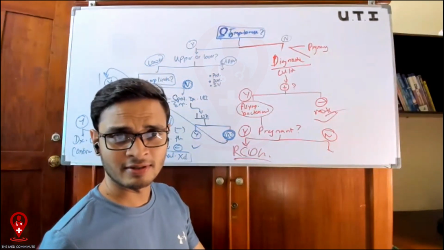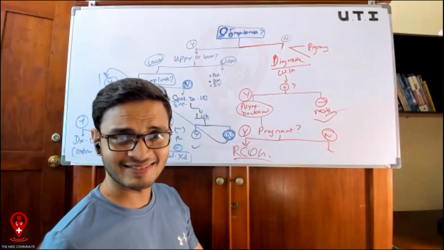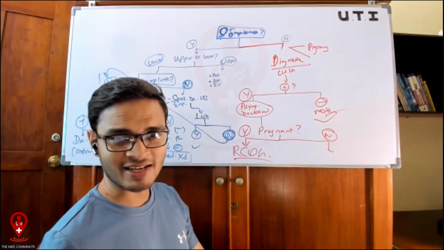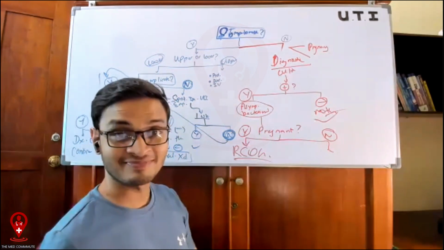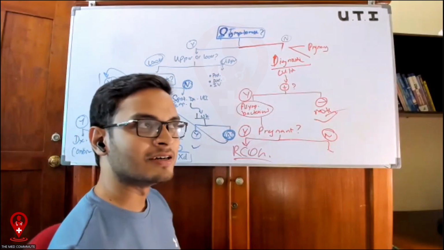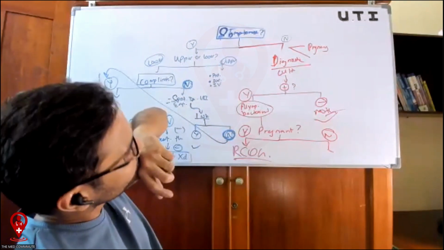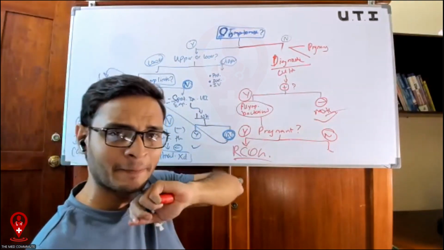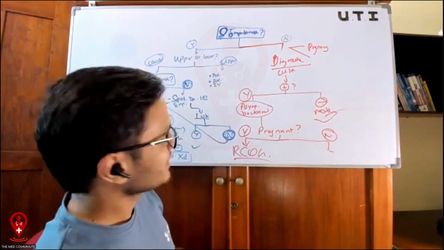If it is asymptomatic bacteriuria and the patient is not pregnant, what do you want to do? Come on, guys. Asymptomatic, non-pregnant. There is a special category. Treat as uncomplicated. Why? Good. Okay.